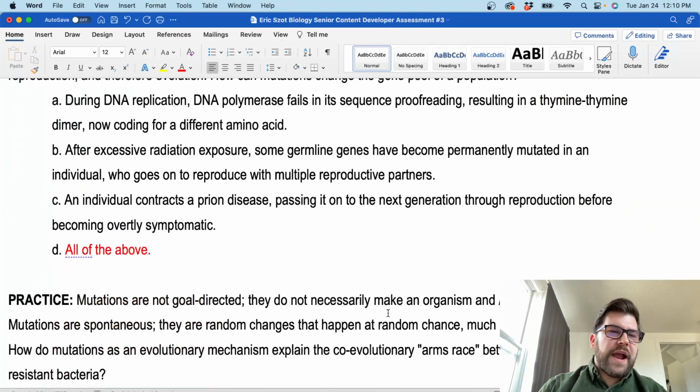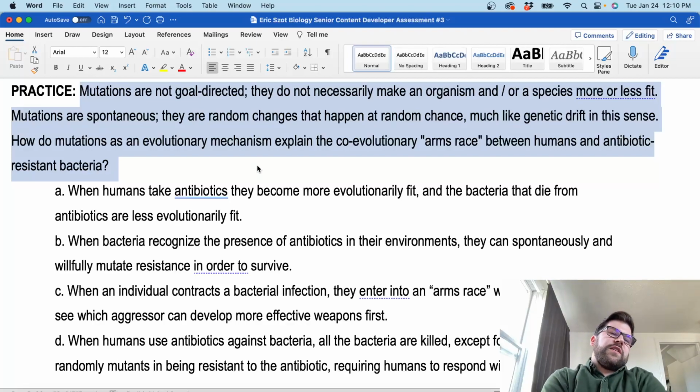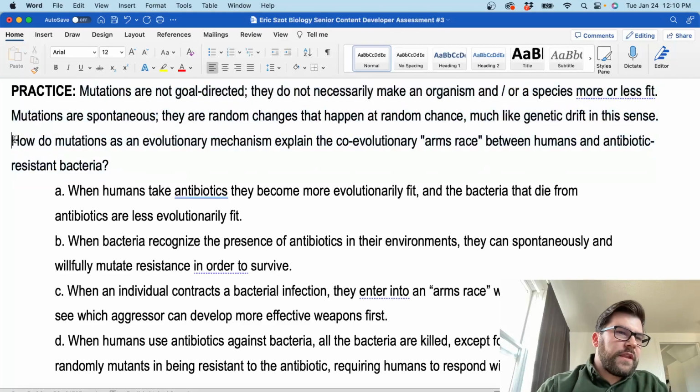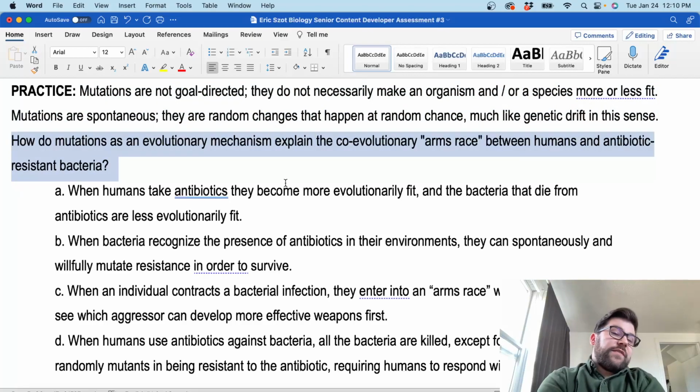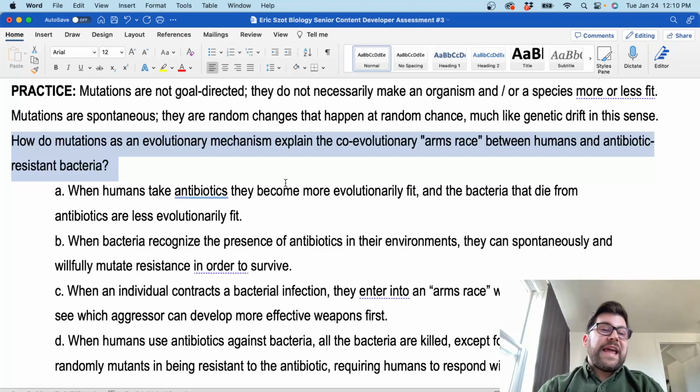So one more practice problem left, and it is about mutations. So this question, right, just setting up a bit of a premise here. Mutations are not goal-directed. Mutations can be spontaneous, right? It's that random from a variety of causes. What's our question? How do mutations act as an evolutionary mechanism? And how can they be used to explain the co-evolution, or a quote-unquote arms race, between humans and antibiotic-resistant bacteria?